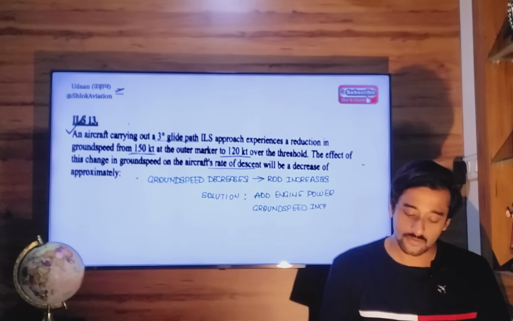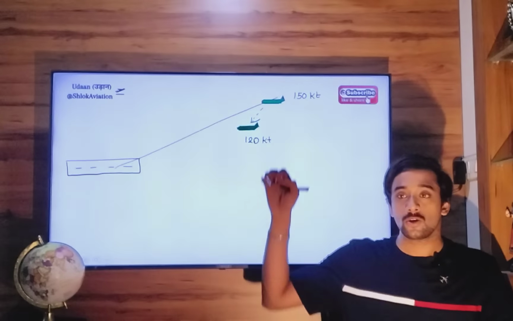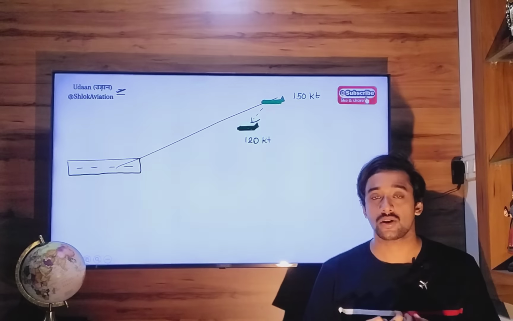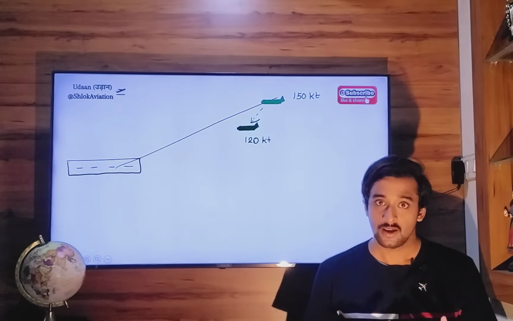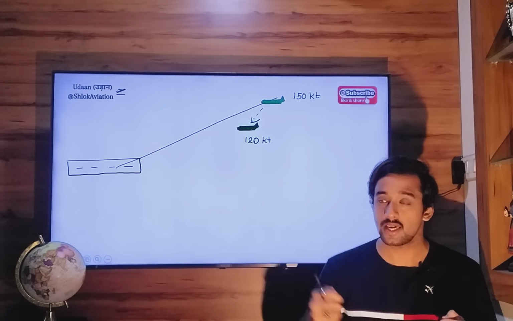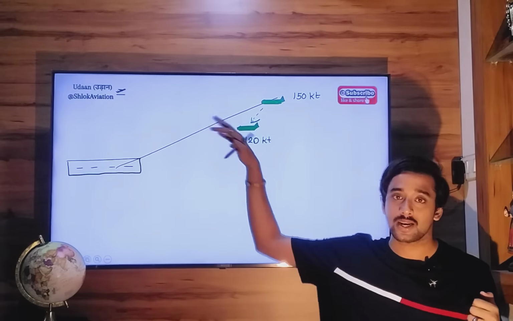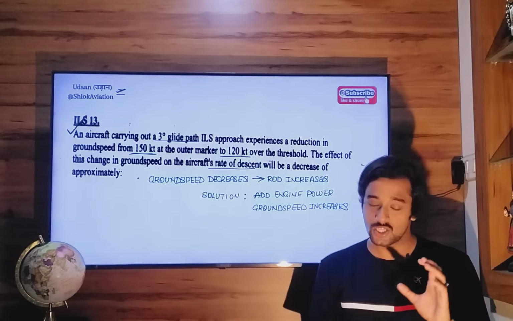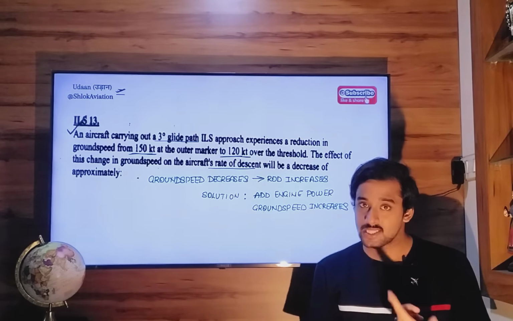As a result, you will prevent your aircraft from descending at a faster rate of descent. So you will have to manipulate the engine power continuously to maintain your aircraft on the glide path. Okay, so what will happen? You will have to add engine power. You will have to increase your ground speed.